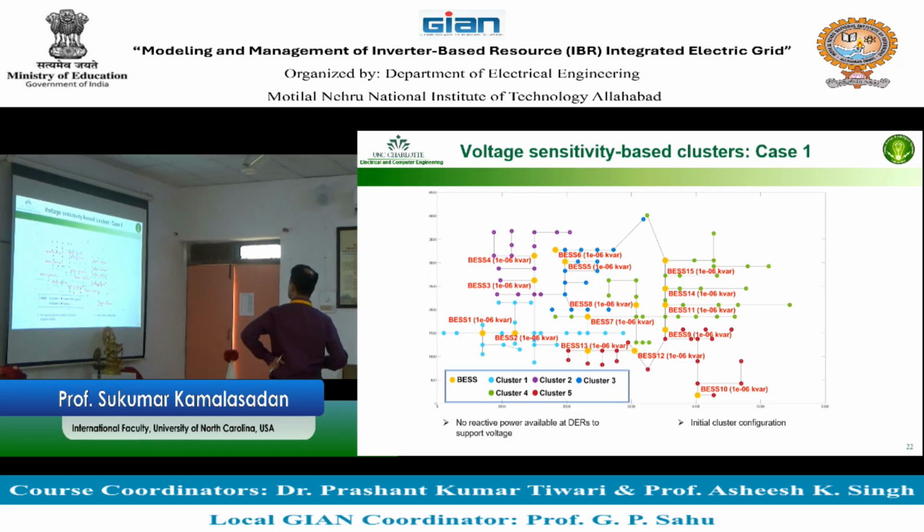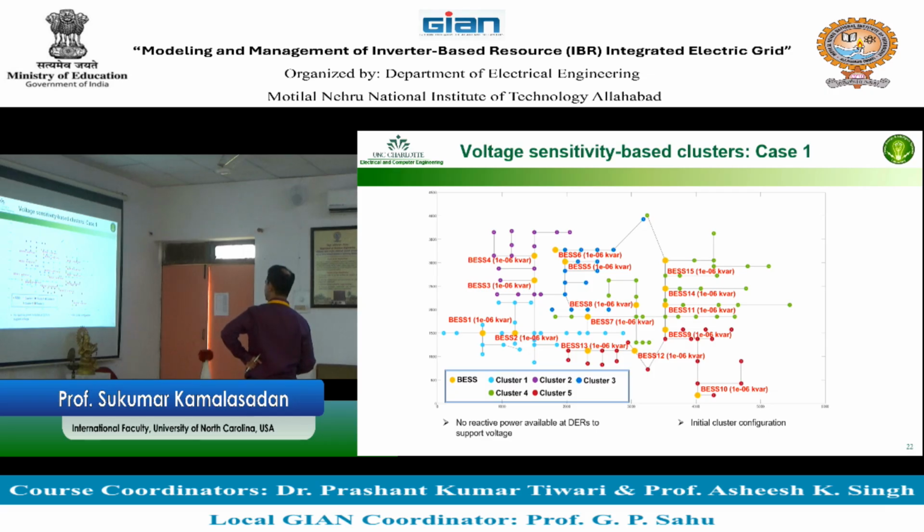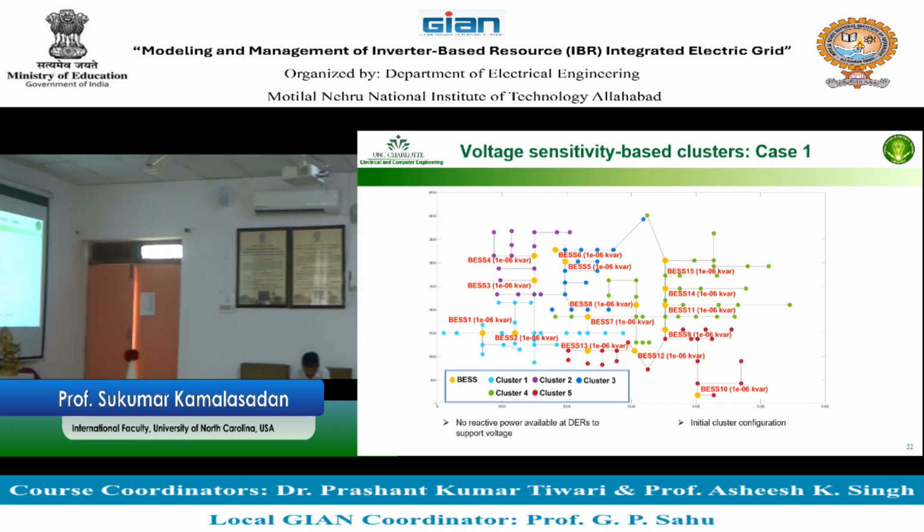So this is actually the cluster. Groups are clusters. So you see 1, 2, 3, 4, 5. There are 5 clusters. You see the different colors, right? And then you can see the BESS, which means battery energy storage. We are assuming for each group there are 1 or 2 battery energy storage units. Okay? So you are looking at control of the battery energy storage.